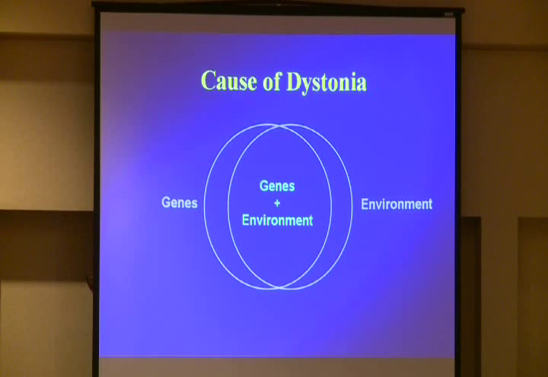So this is just a little diagram. We know, for instance, that mutations in the DYT1 and DYT6 genes can give you dystonia. We also know that certain kinds of drugs, as you heard from Dr. Jankovic, or head trauma or being in an accident or things like that can by themselves give you dystonia. But the vast majority of focal dystonias, the late onset dystonias, are going to fall in this middle part, where genes and environment are coming together and interacting and resulting in disease.